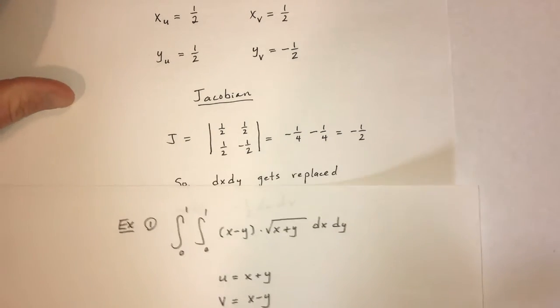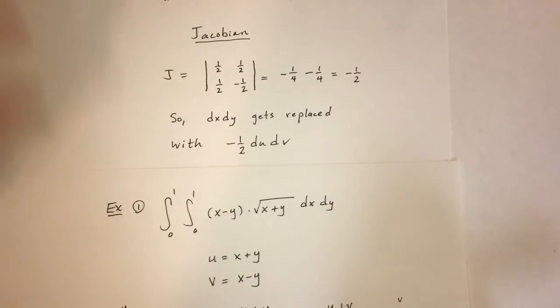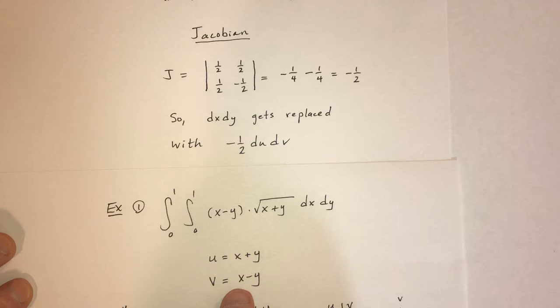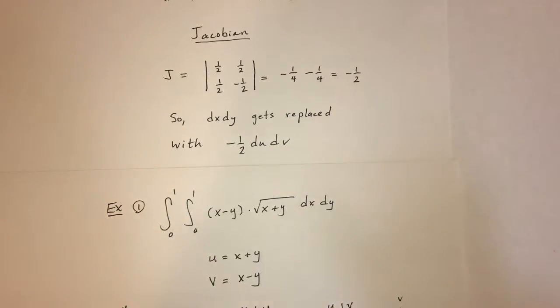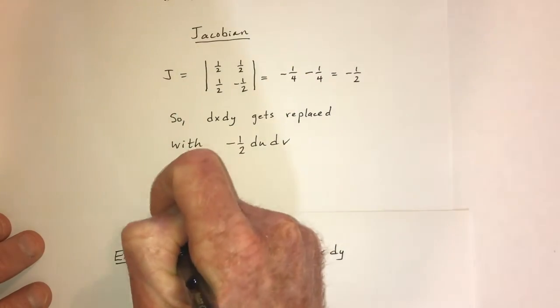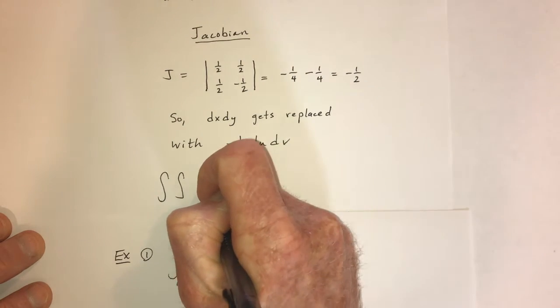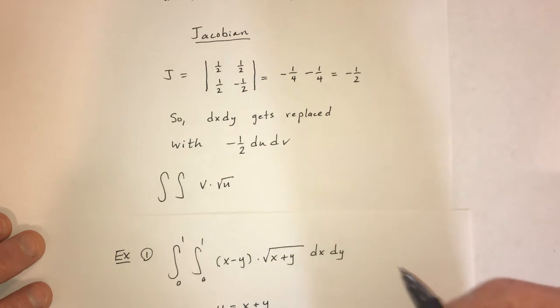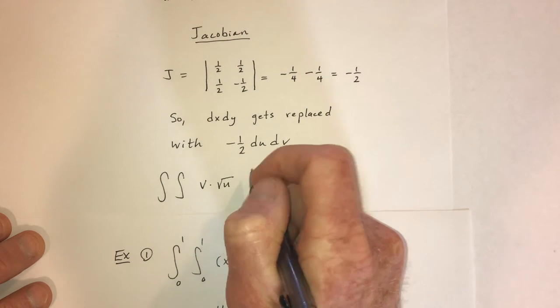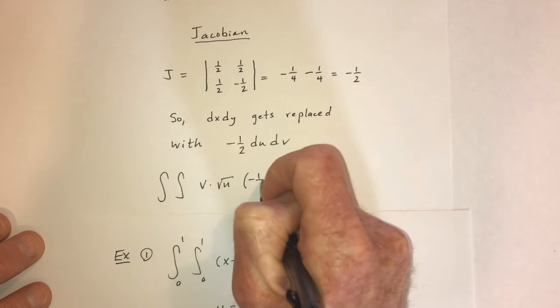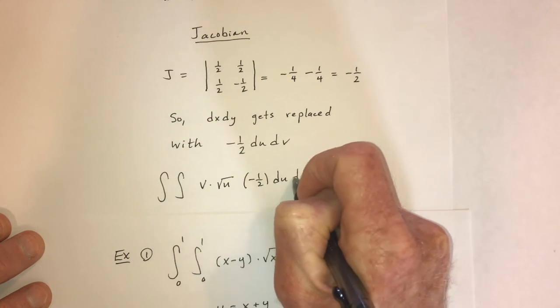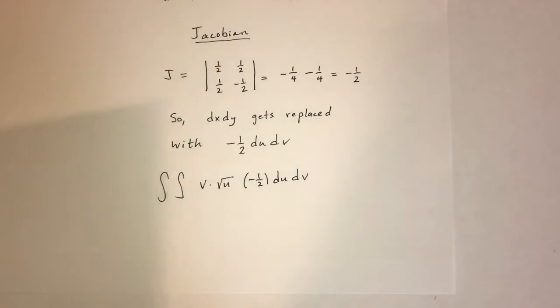So this is the integral that we're working on. And this is just going to become the v, and this is going to be the square root of the u. So we'll have a double integral, and then this just becomes the v, and then it's square root of the u. And then you replace the dx dy with negative 1/2 du dv. All right, not bad. But then, what are the new limits?